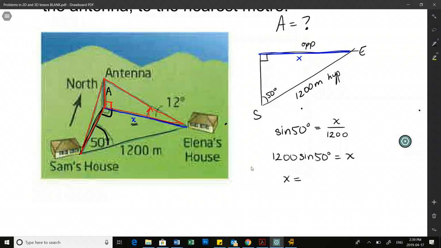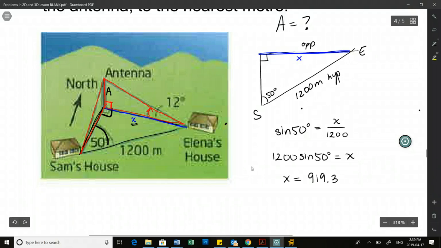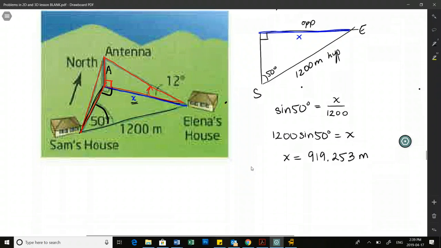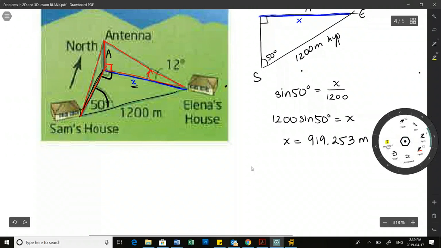Okay, so what do we get? 1200 times sine 50? 919.3. Give me one more decimal there until we get to the end. Maybe we'll leave 4 decimals till we get to the end. Usually it's 2 or 5, so I just did 3. Okay, that should be enough. I'm not going to round this just yet because we're using this to calculate another element, so I don't want to round too much.